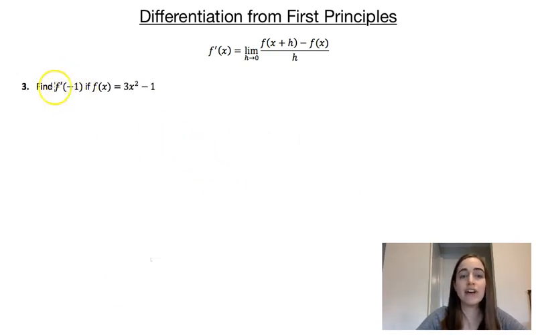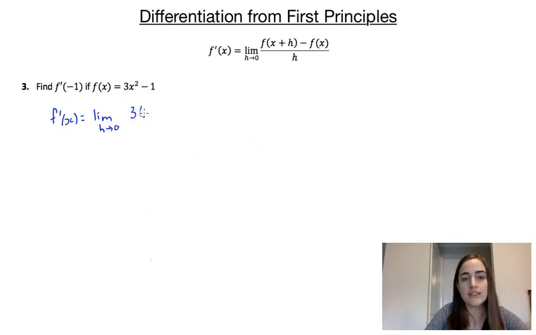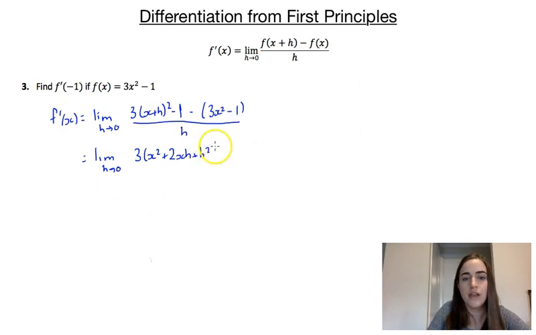It's asking us to find the value of the derivative at minus 1 if f of x is equal to 3x squared minus 1. So the first thing we need to do is find the derivative. So we're going to take the limit as h approaches 0 of 3 outside of (x plus h) squared minus 1, minus (3x squared minus 1). So that's our f of x plus h minus f of x, and that's all over h. If we go and expand that out, we're going to have the limit as h approaches 0 of 3 outside of x squared plus 2xh plus h squared minus 1 minus 3x squared plus 1 all over h.